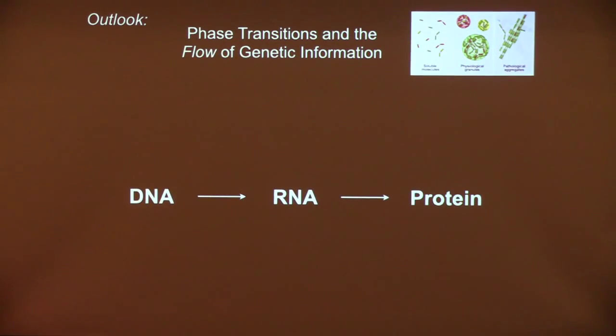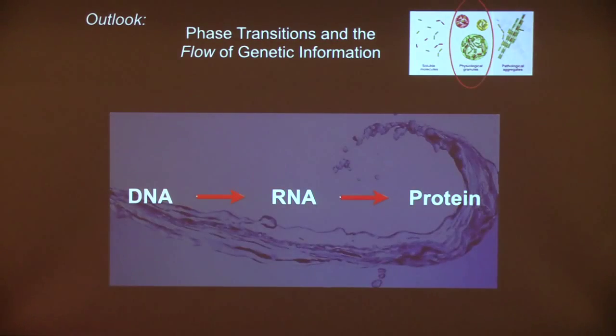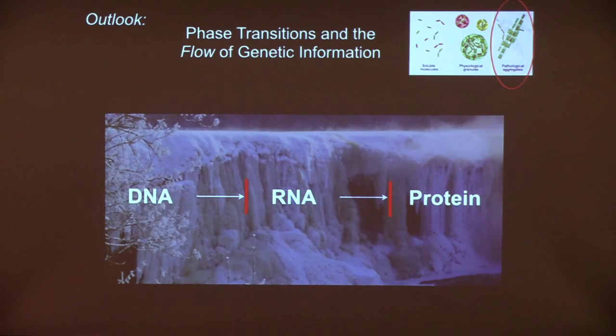And then just to give you a high level overview of what we're thinking about, and what I see as something we're going to be occupied with for quite a while, is this picture: how these phase transitions impact the flow of genetic information more generally. You can think about what I'm calling physiological liquids inside cells that promote this flow, DNA to RNA to protein, and the pathological solids, which, this is like, I think, Niagara Falls frozen.